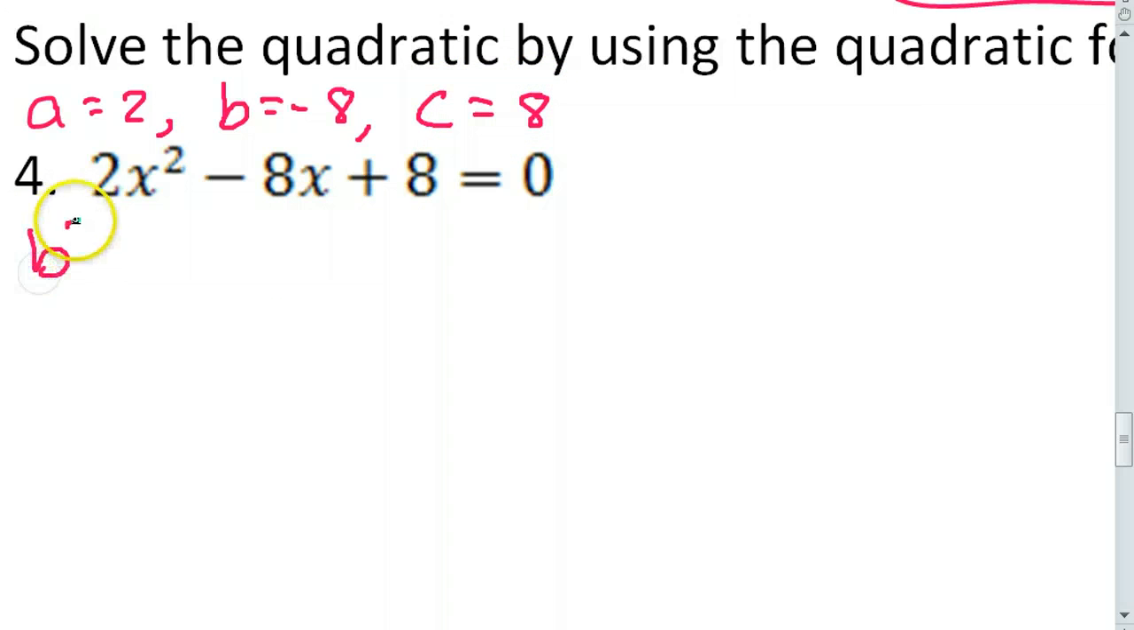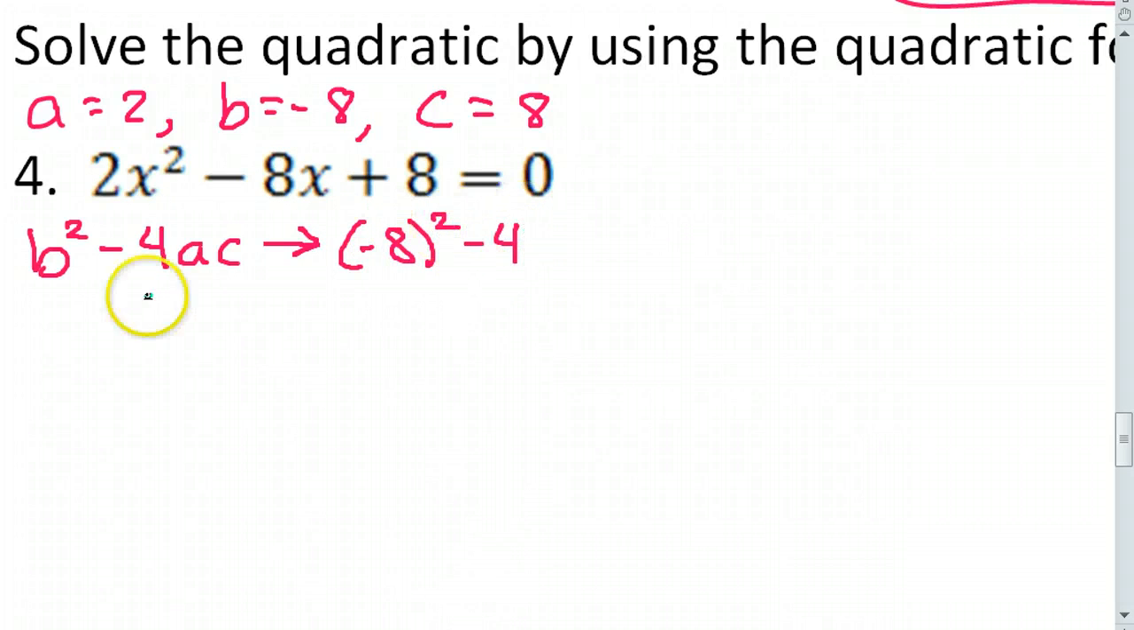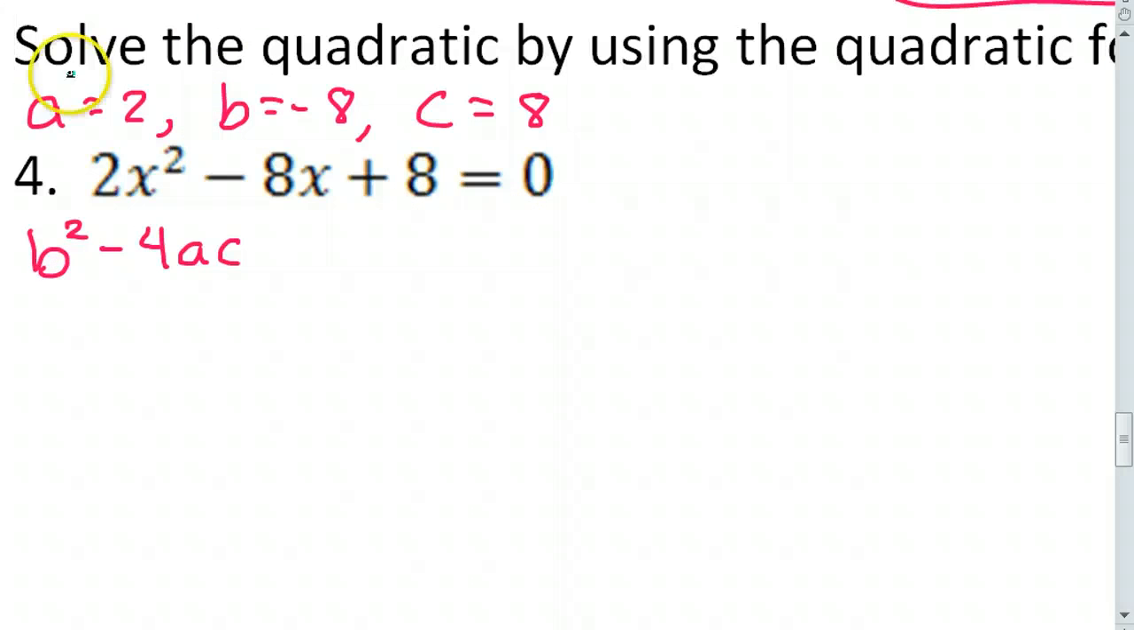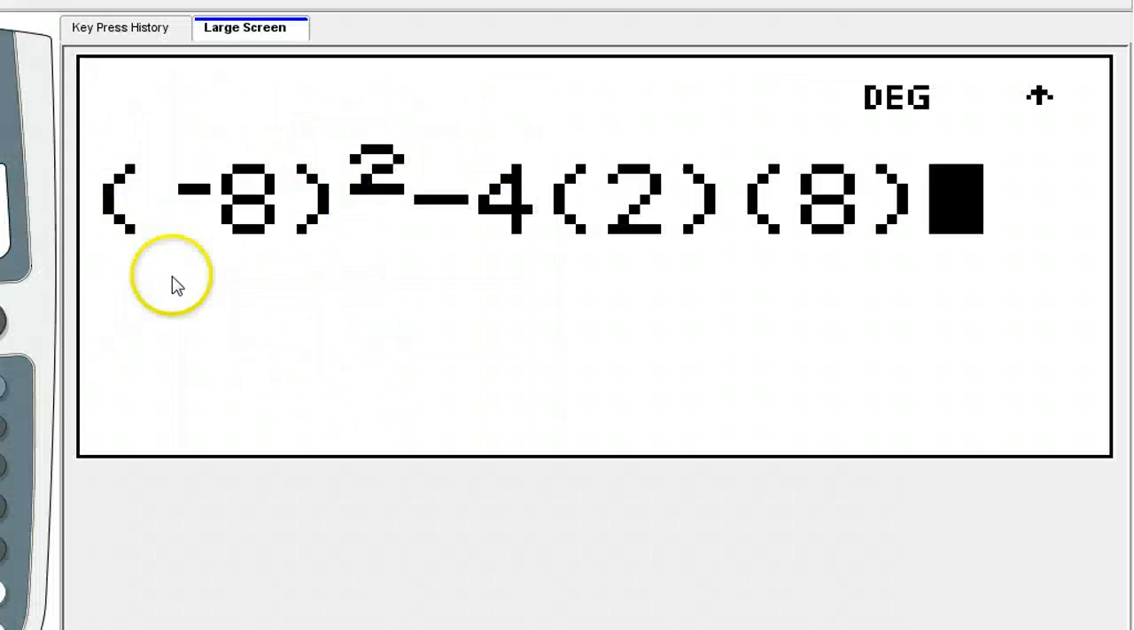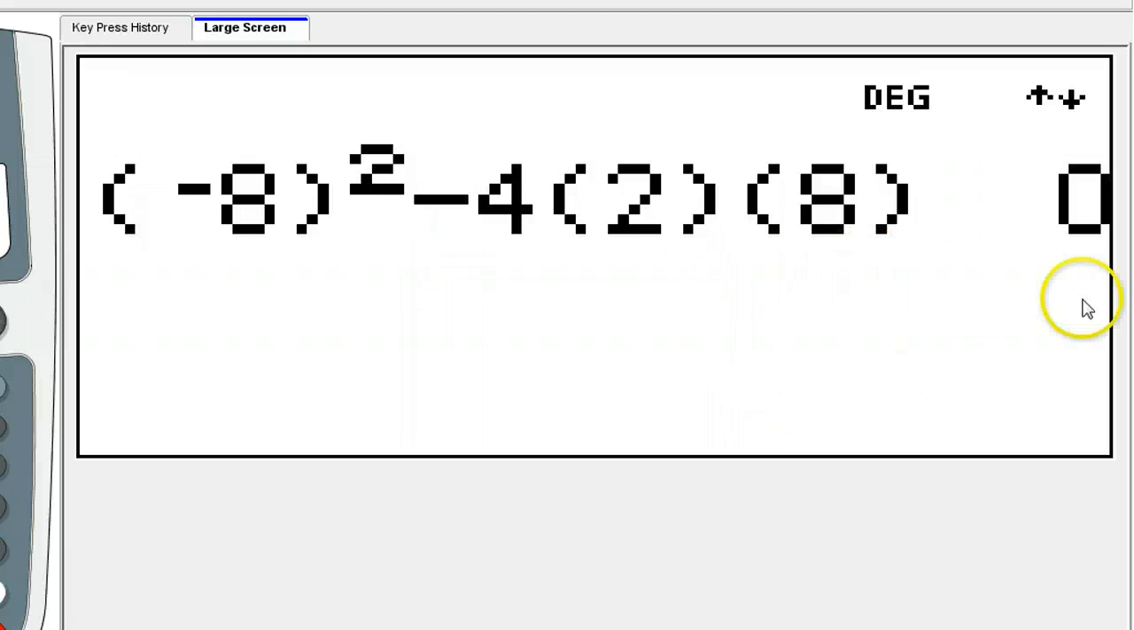So the discriminant is b squared minus 4ac. That's going to be negative 8 squared minus 4 times 2 times 8. So there you go, and that discriminant is 0.